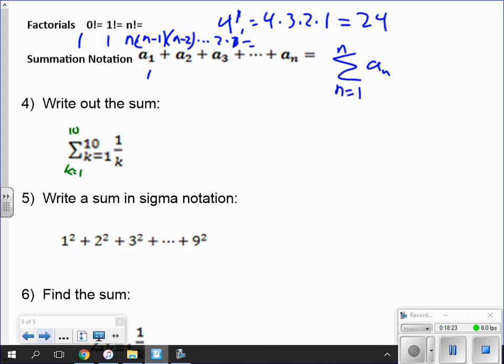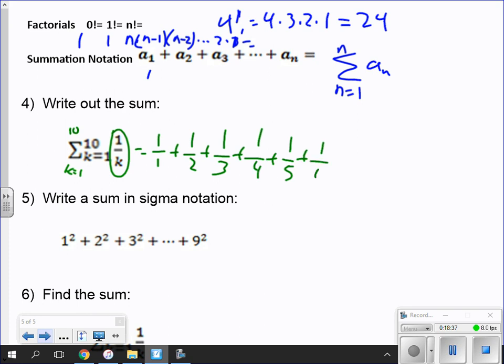What does this mean? This is my formula, and I'm adding together. I'm taking k from 1 and 2 and 3 and 4 all the way up to 10. So I'm having 1 over 1 plus 1 over 2 plus 1 over 3 plus 1 over 4 plus 1 over 5 plus 1 over 6 plus 1 over 7 plus 1 over 8 plus 1 over 9 plus 1 over 10. That's what summation notation is. Okay?